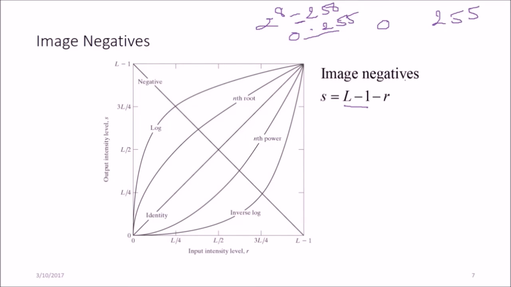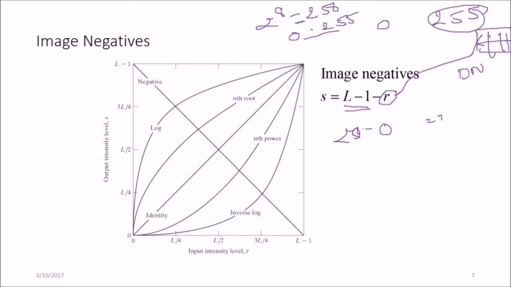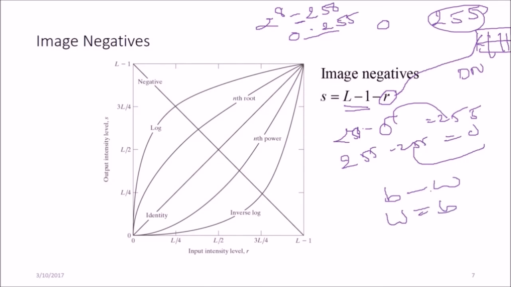What will happen with the image negative? We will just take the R, that is our DN value, which you found in the image, any value, and you take this value and subtract it from the highest value, that is 255. So 0 will become 255 minus 0, that is 255, and 255 will become 0. So black will become white, and white will become black. And in this manner, all the in between shades will also change, or they will be reversed actually.